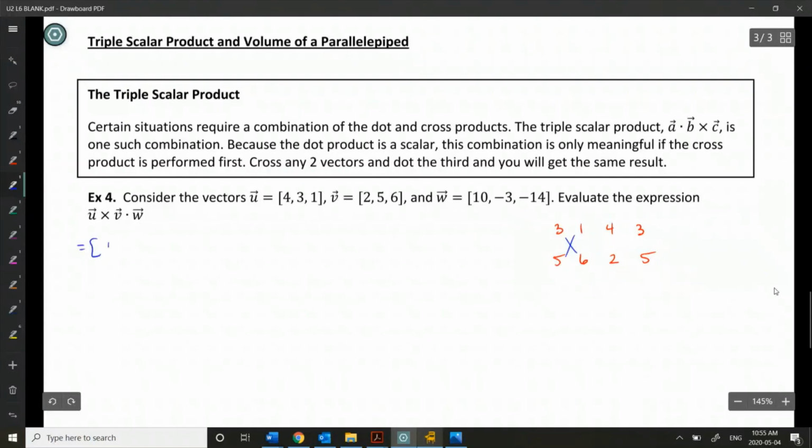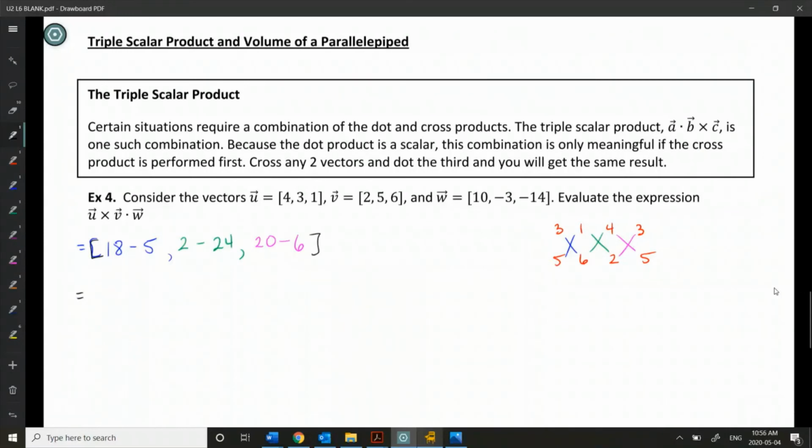So we're going to do 3 times 6, which is 18, minus 5 times 1. And then for the second block here, we're going to do 2 times 1, which is 2, minus 6 times 4, which is 24. And 5 times 4, which is 20, minus 3 times 2, which is 6. Okay, if you start calculating some of these in your head, be very careful when you get to things that have negatives and positives. So here you should get 13, negative 22, and 14.